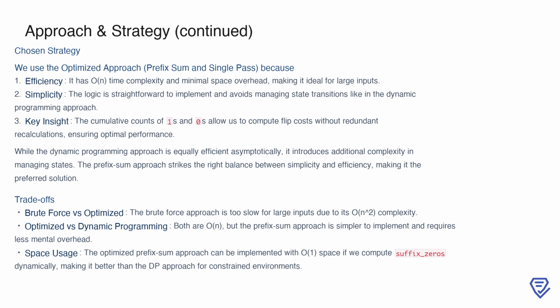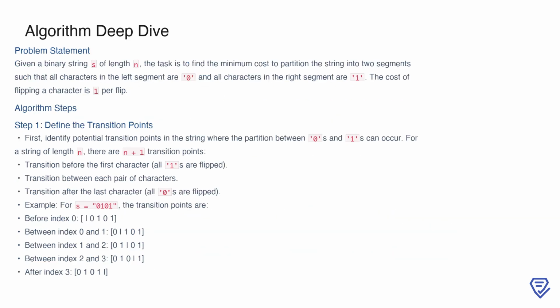with minimal trade-offs. In this problem, we are tasked with finding the minimum cost to partition a binary string into two segments such that all characters in the left segment are 0 and all characters in the right segment are 1. The cost for flipping a single character is 1. The first step in our algorithm is to define the transition points where this partition might occur. For a string of length n, there are n plus 1 possible transition points: before the first character, between each pair of characters, and after the last character.